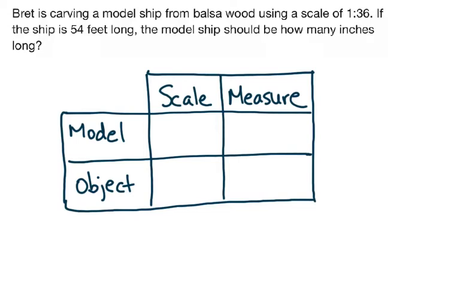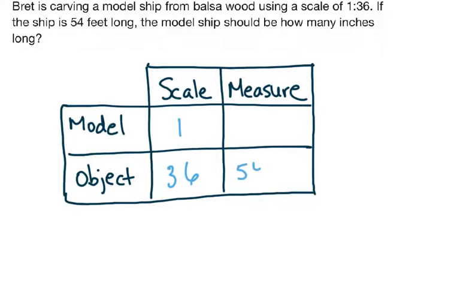Try this one on your own. I'm going to let you solve this one on your own, and when you're done, you'll put in your answer, and then we will review it. All right, it says Brett is carving a model ship from balsa wood using a scale of 1 to 36. If the ship is 54 feet long, the model ship would be how many inches long?